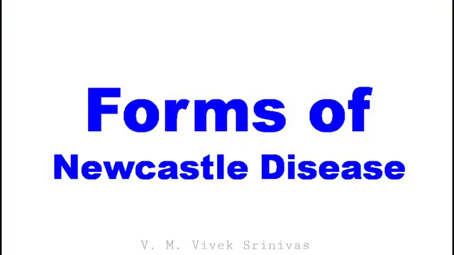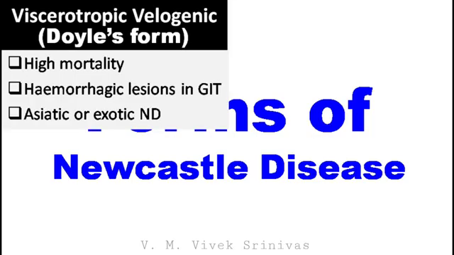4 different forms of Newcastle disease are observed, based on the severity and the predilection site of the infection. Number 1. Viscerotropic velogenic form, also called Doyle's form, where severe hemorrhagic lesions in the gastrointestinal tract are observed. This form causes high mortality in flocks. It is also called Asiatic or exotic Newcastle disease.